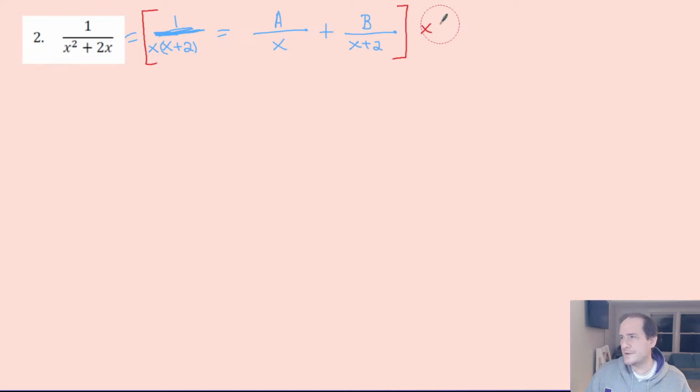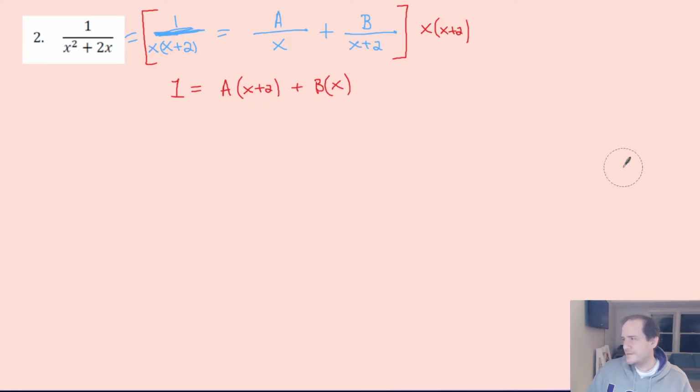So you'll now multiply by the LCD. You get everything to cancel here, so we just get 1. Here the x's cancel, so you get a times x plus 2. Then the x plus 2's cancel, so you just get b times x.